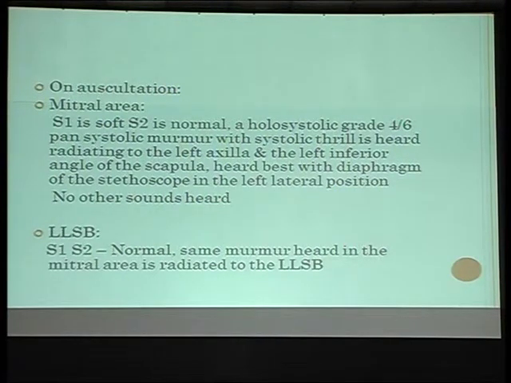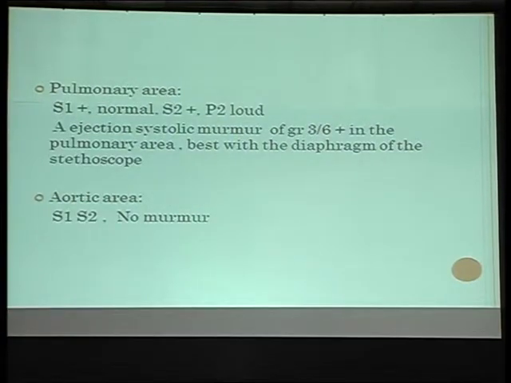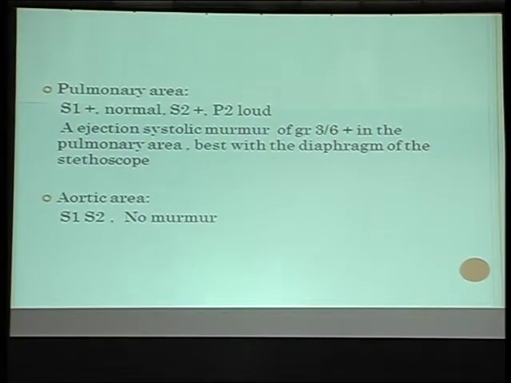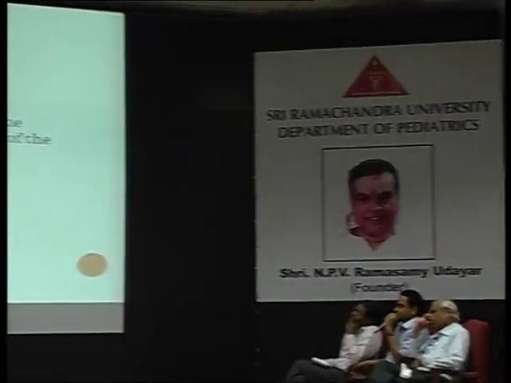In apical area, S1 is the loudest. Similarly, how do you say P2 is loud? Compare with the A2, the aortic component of the second heart sound. Again, you can compare it with S1. If it's louder than S1 in apex, it's going to be loud P2.